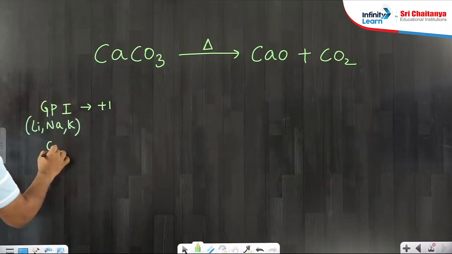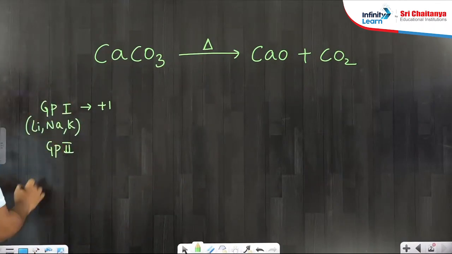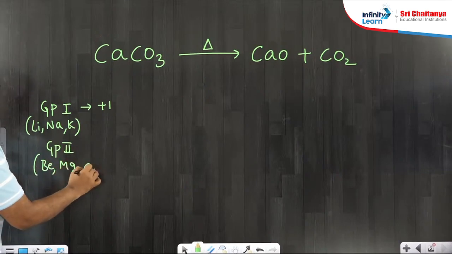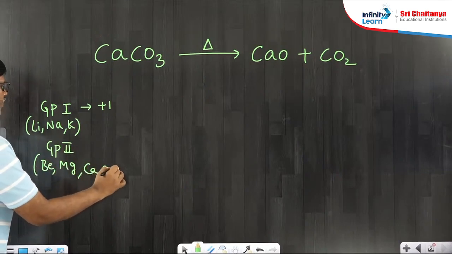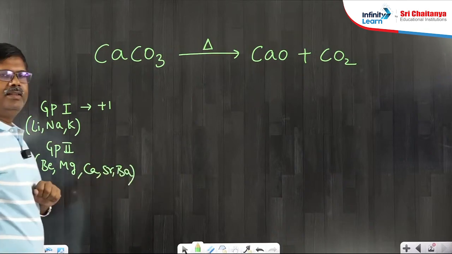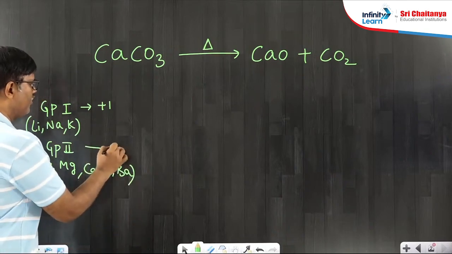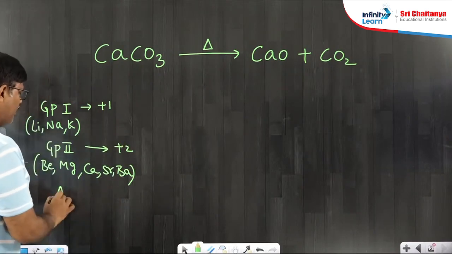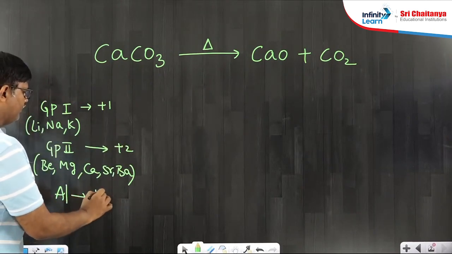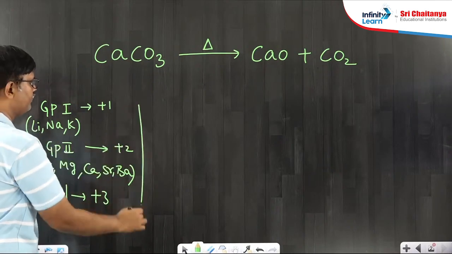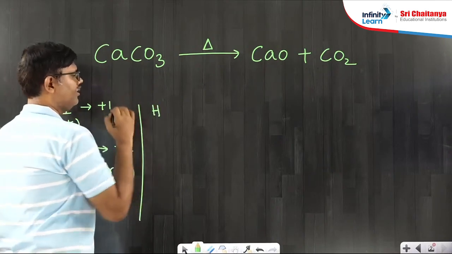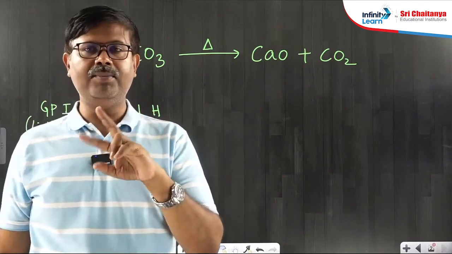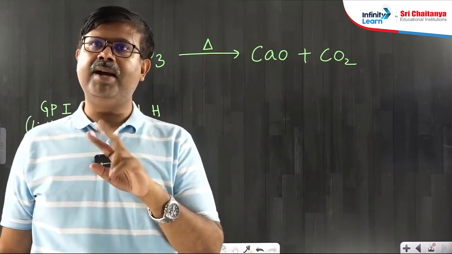And group 2 elements. What are the main group 2 elements we will come across? Beryllium, magnesium, calcium, strontium, barium. These elements in their compounds exhibit +2 oxidation state. And aluminium has +3 state. And hydrogen. Hydrogen can exhibit 2 states, +1 and -1.